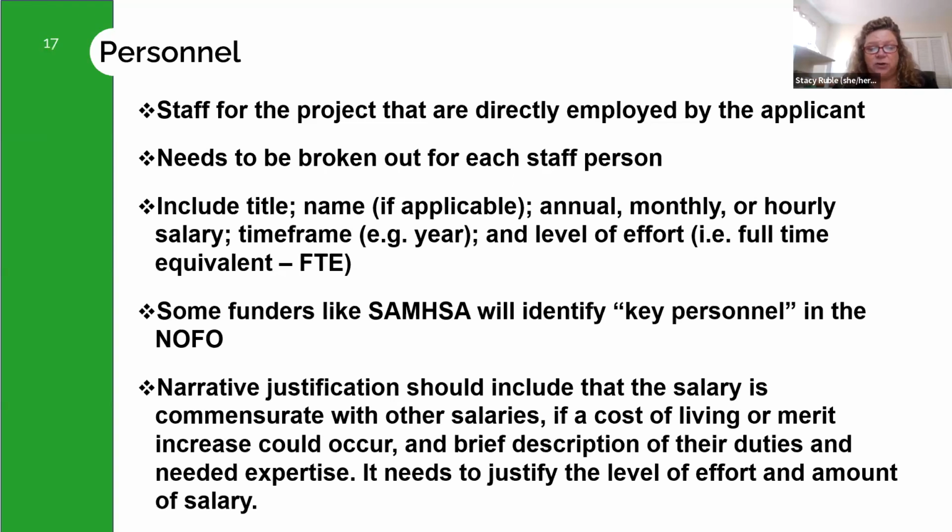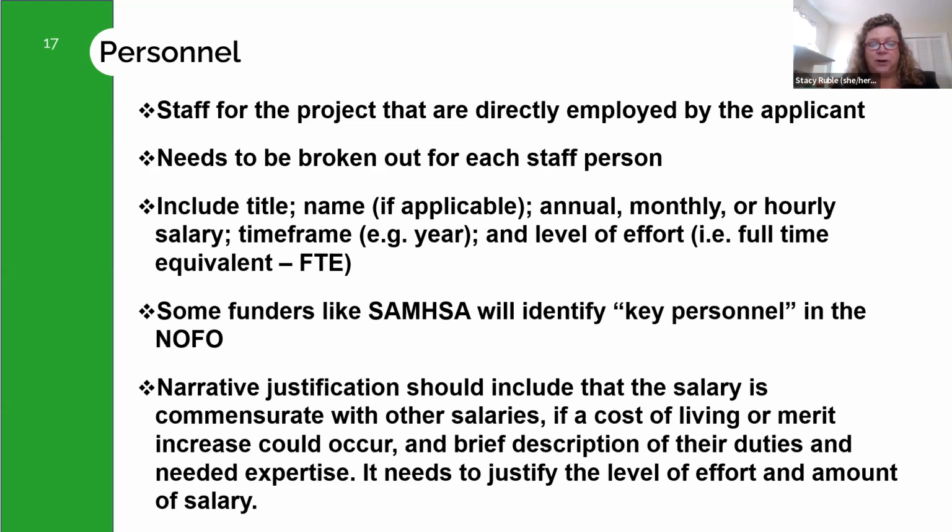All right, so let's start off with personnel. These are going to be only for staff for the project that are directly employed by the applicant. So if you have a consultant to the project, they are not considered personnel. They're going to be considered a contract.